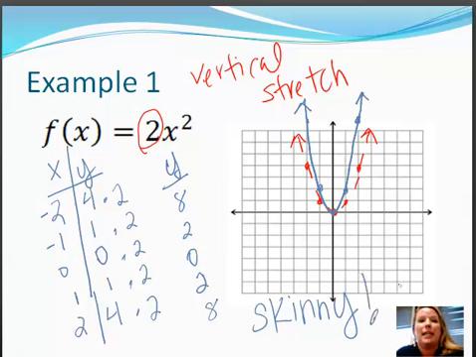Okay, Stretch Armstrong was skinny, right? If you even know what I'm talking about. So a vertical stretch is when it's greater than 1. Alright, so let's do an example of vertical compression.